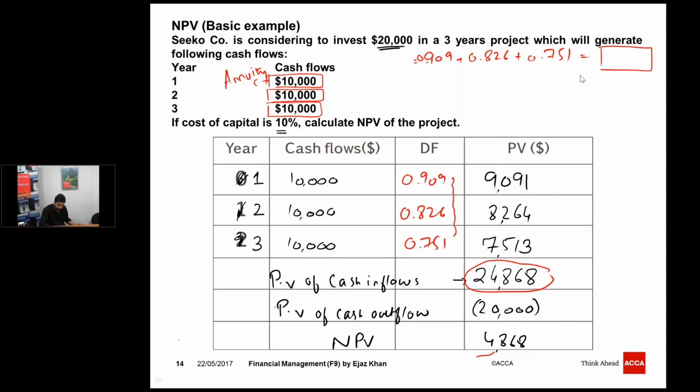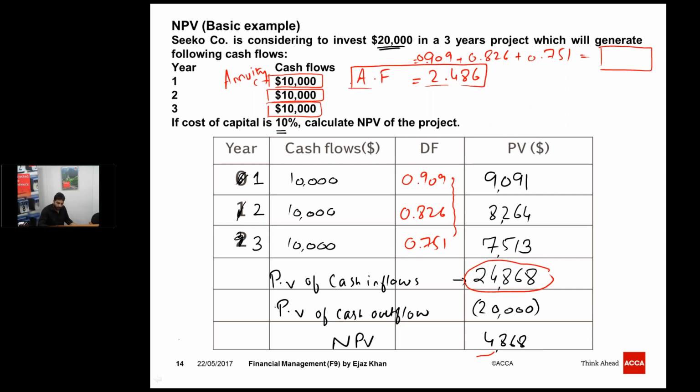Everyone is right. So write the answer: 2.486 approximately, 2.487 and 2.486. Yes, it's the correct answer. So this is called annuity factor. The sum of all the discount factors will be called annuity factor. This is the annuity factor for a 3-year project.